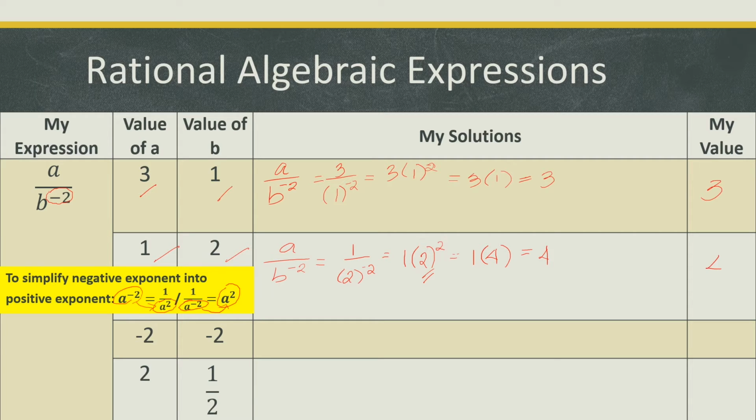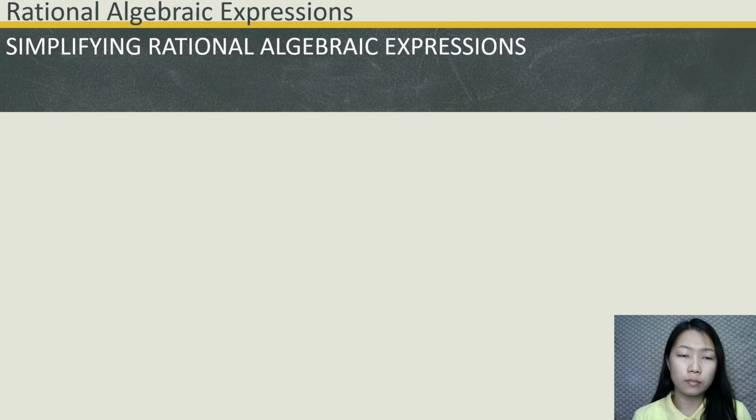The value is 4. Then, try to answer third and fourth example. Ang answer ng third example ay negative 8. Ang answer ng fourth is 2 over 4, and yung simplified niya ay 1/2. So, doon naman tayo sa simplifying rational algebraic expressions.